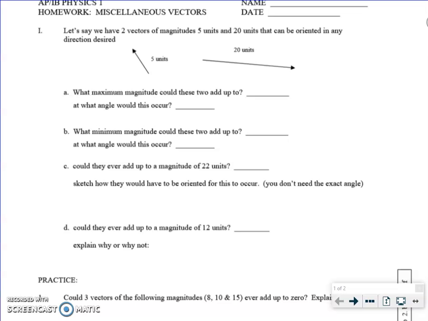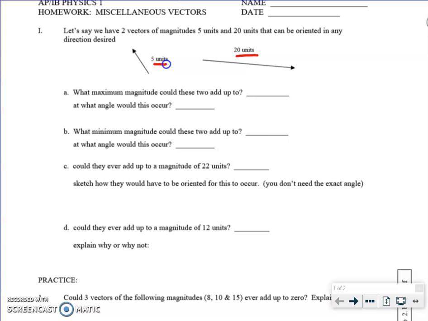We've got two generic vectors. One is 5 units long, the other is 20. This could be a displacement, a force, an acceleration or a velocity. And they're pointing in any random direction. I've drawn them the way they are, but they don't have to be pointed that way. They're just two vectors. So some questions we can ask about them are, what are the extremes? What's the maximum they could possibly add up to? What's the minimum? And then could they add up to something else?